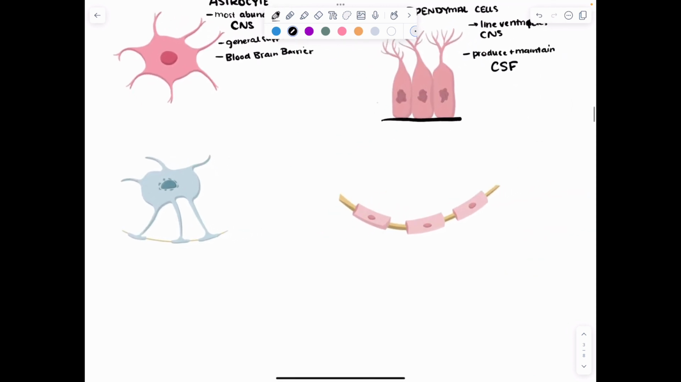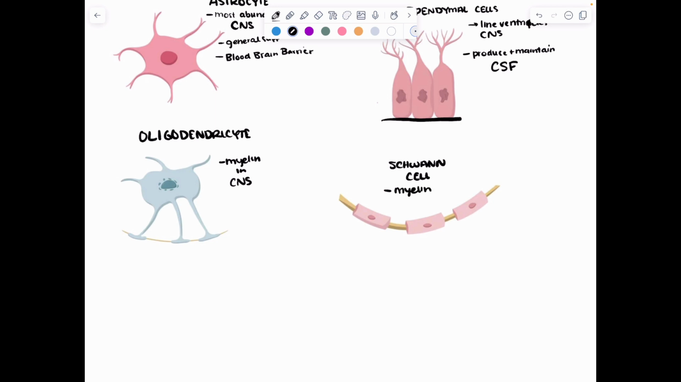Now down here we have our 2 myelinators. This one is Mr. Ollie. This is my oligodendrocyte. And over here is my Schwann cell. My oligodendrocyte is what creates myelin in the central nervous system. And my Schwann cell creates myelin in my peripheral nervous system.